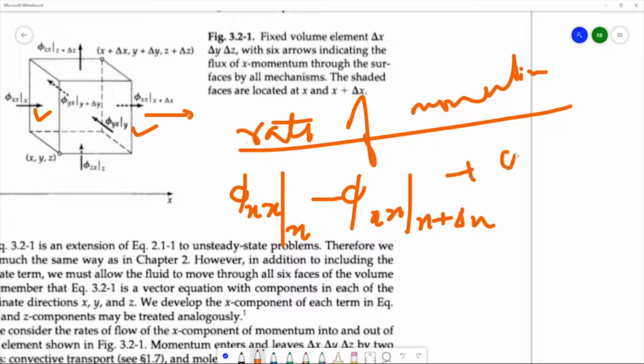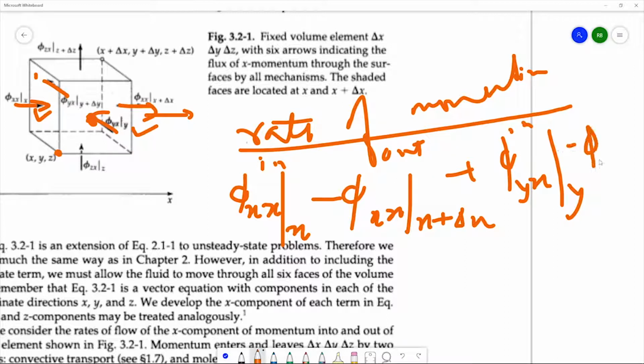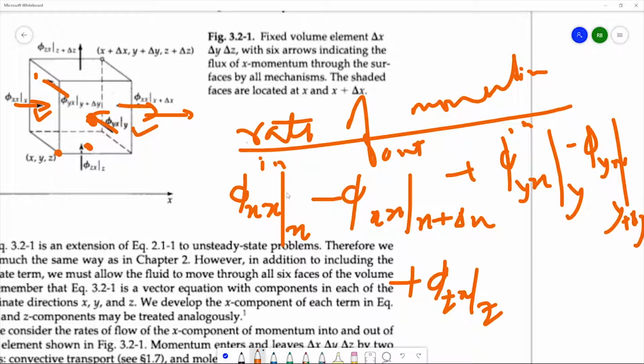Okay. Similarly, phi yx, x momentum transfer in y direction at which face? At this face, right? This is the origin, it is starting here. So this is your y face. This is in. If you can see the arrows, this is in, this is out. Similarly, this is in, this is out. So this is in minus phi yx at y plus delta y. Okay. And again, the last term in z direction, phi zx at face z, this is the z face, minus phi zx at z plus delta z. Okay.